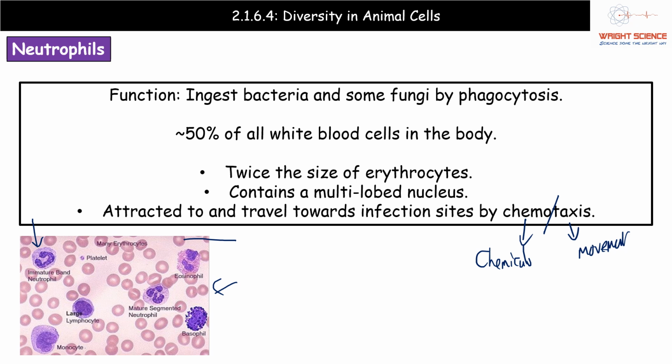So we talked about it having a lobed nucleus, so obviously we can pick out the neutrophils themselves because they've got this purpley colour, and the dark purple in there is the nucleus. And do notice how we've got like these little lumpy bits. So you've got a lumpy bit on this end, got a lumpy bit on that end. That's the multi-lobed nucleus.